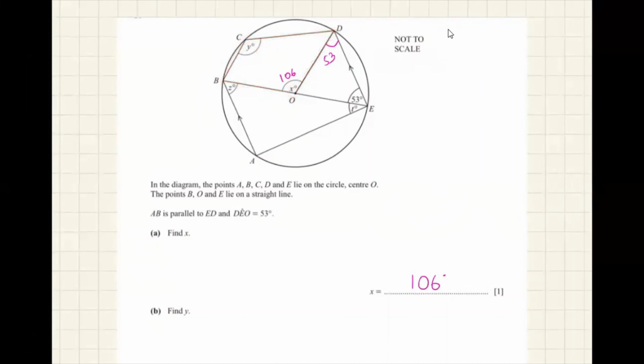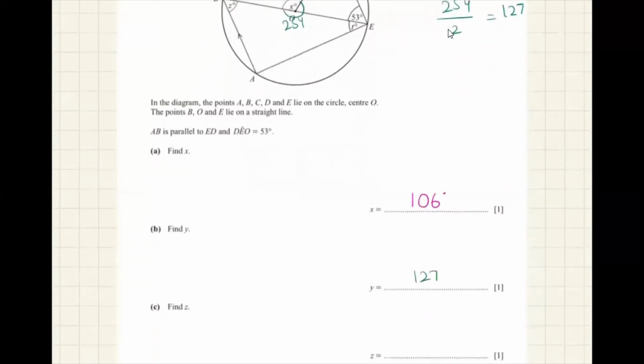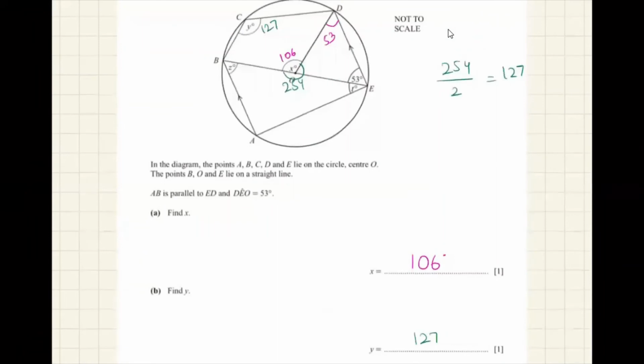So what we'll be doing is we will be finding this angle first. So 360 minus 106 is 254 degrees. So this angle is 254. 254 divided by 2 is 127. So this y over here is 127 degrees. Why did I halve it? Because angle at the center is twice the angle at the circumference. Remember this mantra.